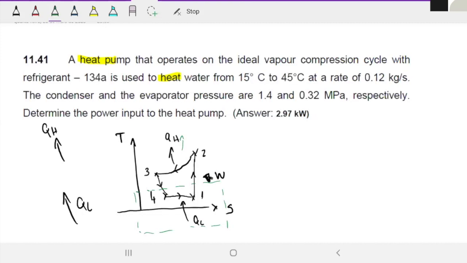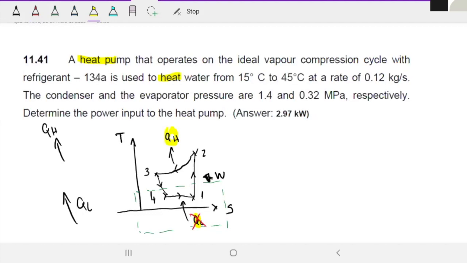But in this case, I have a heat pump, so I want to heat up water. If I take energy away from the water, so if I do this, there's no way my water is going to go from 15 to 45, right? It's just going to go cooler, not hotter. So this is not what I'm interested in. So this is not working as a refrigerator, it's working as a heat pump. I'm interested in this. So this guy is giving energy to the water, that QH. It's leaving the cycle and going to the water.